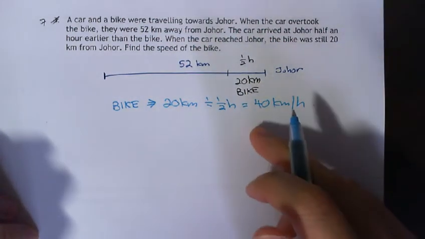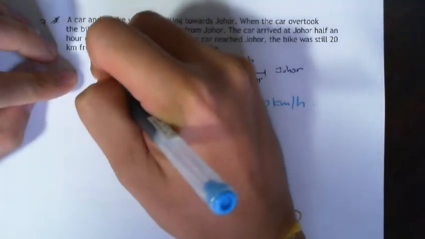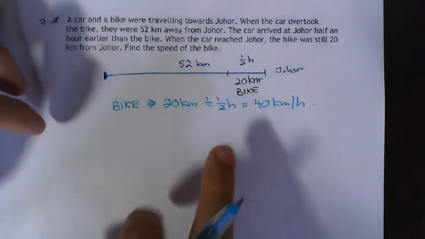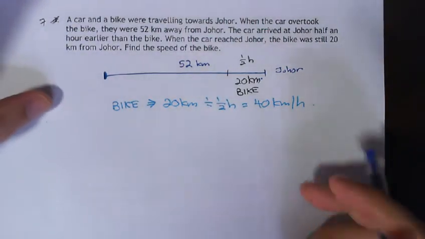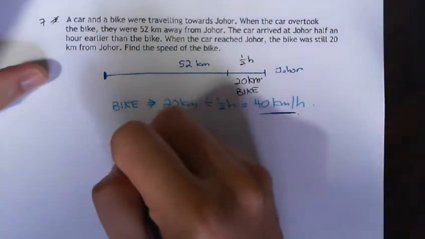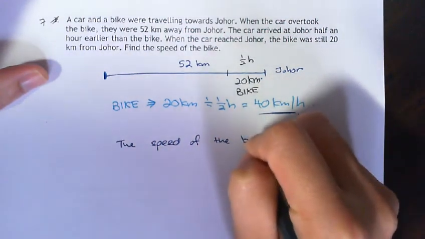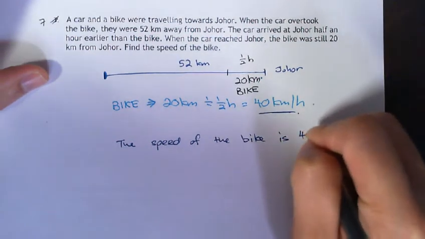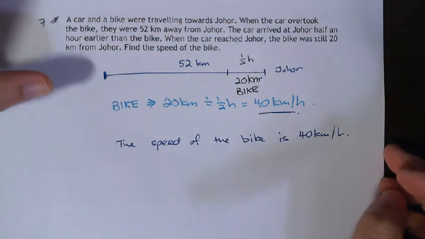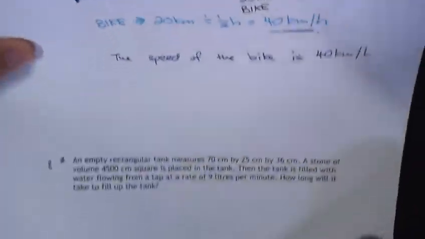It becomes very easy if you understand the fact that at this point, this is the part where they are both equal. So this is a one-step question, usually worth about 3 marks in PSLE, and you solve it in one step. So the speed of the bike is 40 km per hour. That's it. Next.